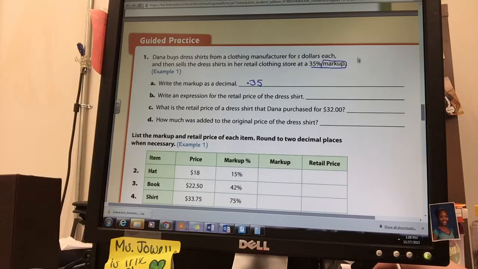Write an expression for the price. Well, it's a markup, so I had 100% plus my 35%. So 135% as a decimal is 1.35. So I'm going to do 1.35 times the price of that shirt. How much is the retail price if it's 32? So I'm going to do 1.35 times 32.